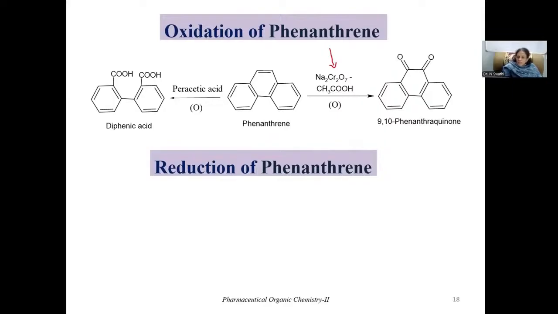When phenanthrene is oxidized in the presence of sodium dichromate and glacial acetic acid mixture, then the 9,10 double bond will be subjected to oxidation and there will be formation of 9,10 phenanthraquinone as the oxidative product.